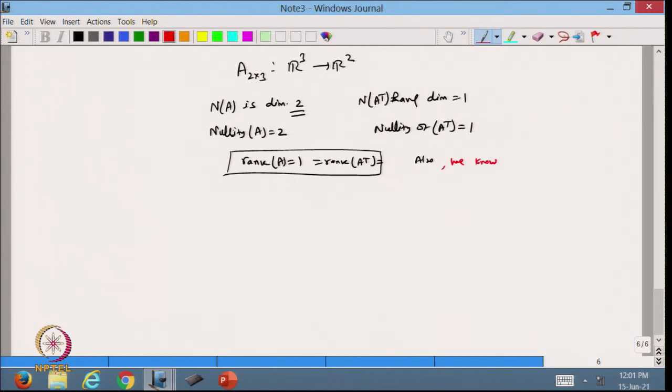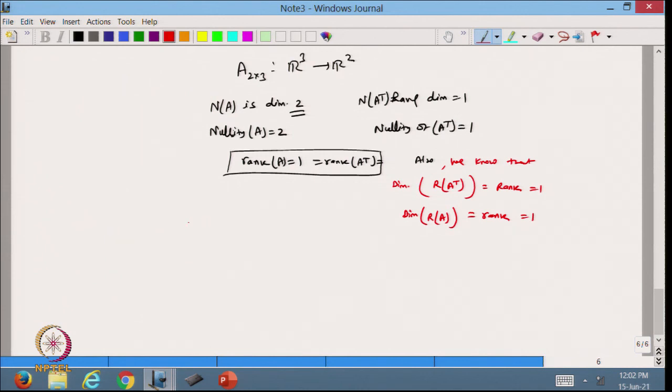Also, we know that the dimension of the range of A transpose is equal to the rank, and the dimension of the range space of A is also equal to the rank, because the rank of A and A transpose is the same, and from here you can check that this is equal to 1 and this is equal to 1.